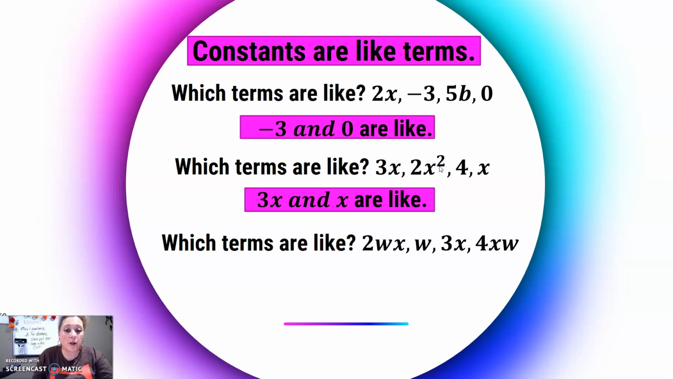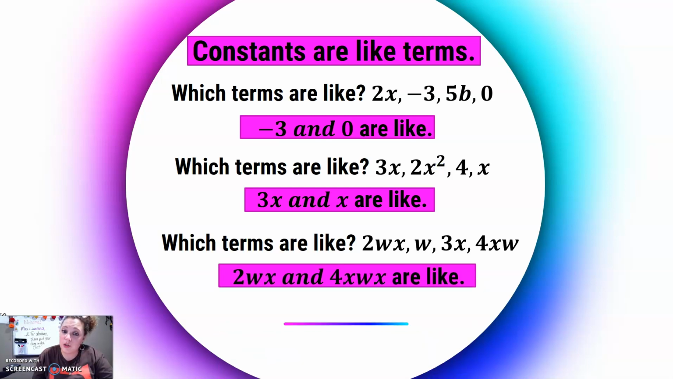What about this one? Which terms are like here? 2wx, w, 3x, and 4xw. If you chose 2wx and 4xw, I have a mistake in there. There's an extra x. That x should not be there. I got a little carried away in my typing, but they are like terms. So this and this are the same. I tried to trick you by putting the w and x in different orders. They're both still there. Order does not matter.